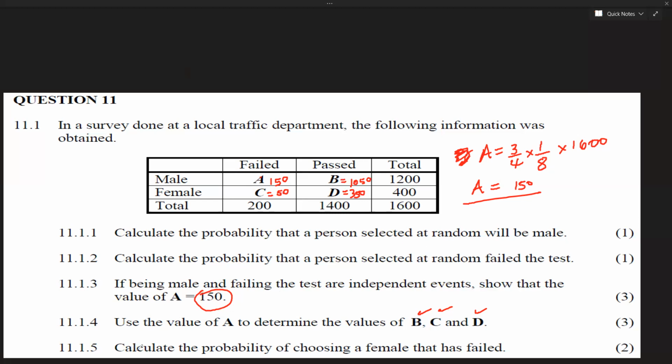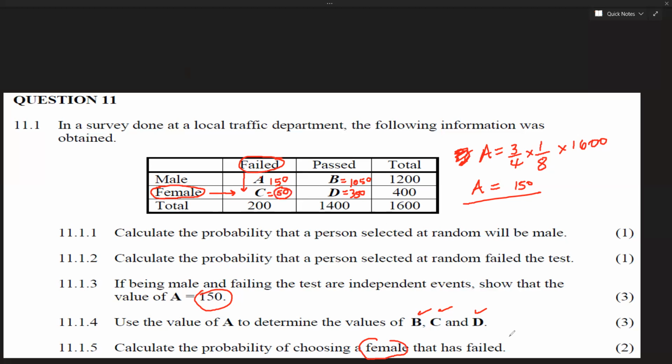Then now let's do the last one. Calculate the probability of choosing a female. So female and failed, they meet in this one here. Do you see it? So it's 50.